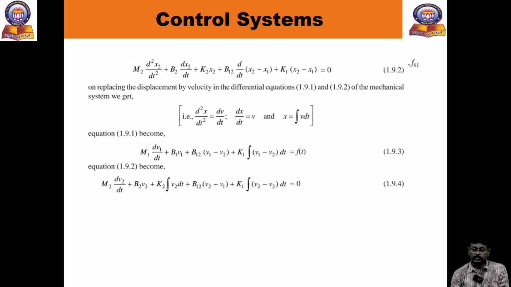So you are just equating. d square x by dt square is dv by dt, right? dx by dt is equal to v, then x equals the integral of v dt. Now applying this to the equation.